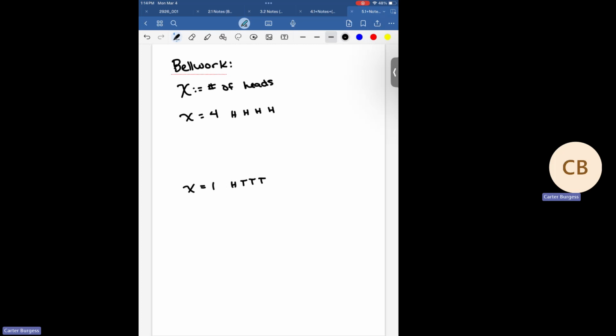What other values could our random variable be? Could be 2. Sure. What would an example be of one that gives us 2? Okay. 2 others. 3. What would an example be? Sure. Okay. And then last one, 0, which would be. Okay, so we have 5 different possible values for our random variable.